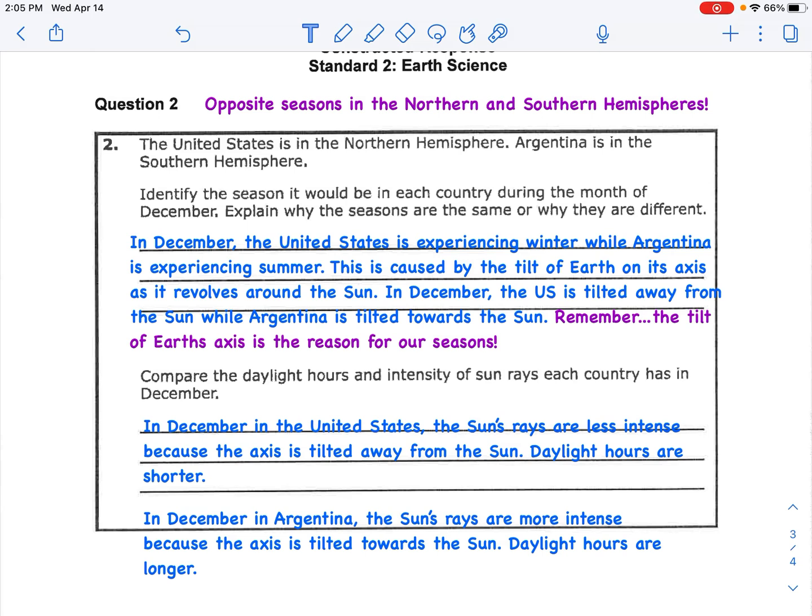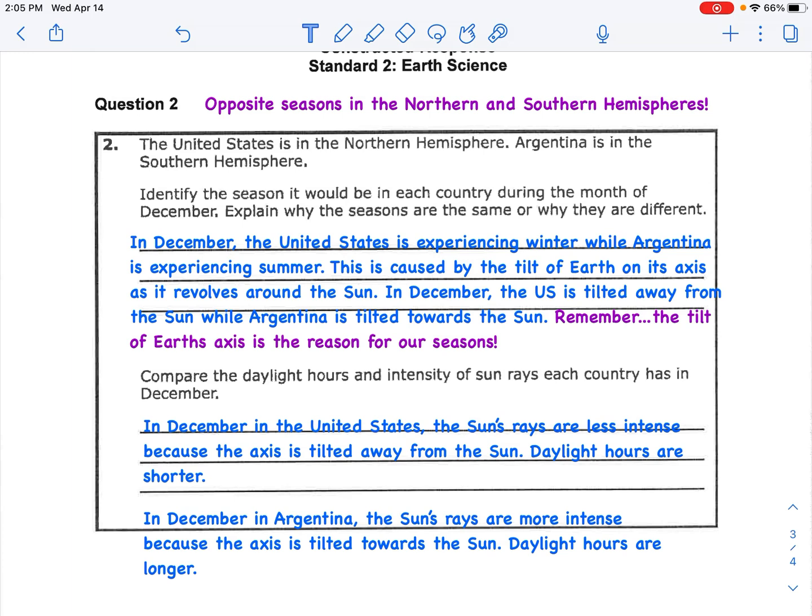In December, the United States is experiencing winter, while Argentina is experiencing summer. This is caused by the tilt of Earth on its axis as it revolves around the sun. In December, the United States is tilted away from the sun, while Argentina is tilted toward the sun. Remember, the tilt of Earth's axis is the reason for our seasons.